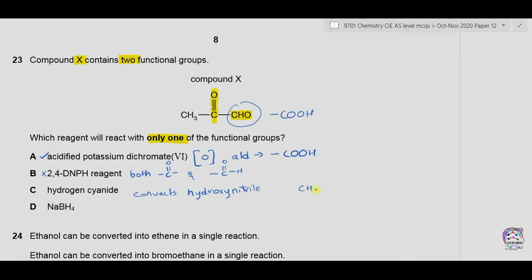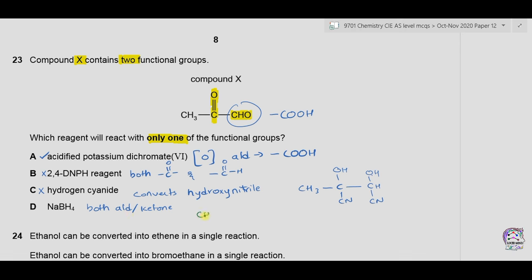The product will be like this. This is for ketone and this is for aldehyde. So C is incorrect. In D we have sodium tetrahydridoborate. This is a reducing agent and it can reduce both aldehyde and ketones. Aldehyde is converted into primary alcohol and ketone will be converted into secondary alcohol.